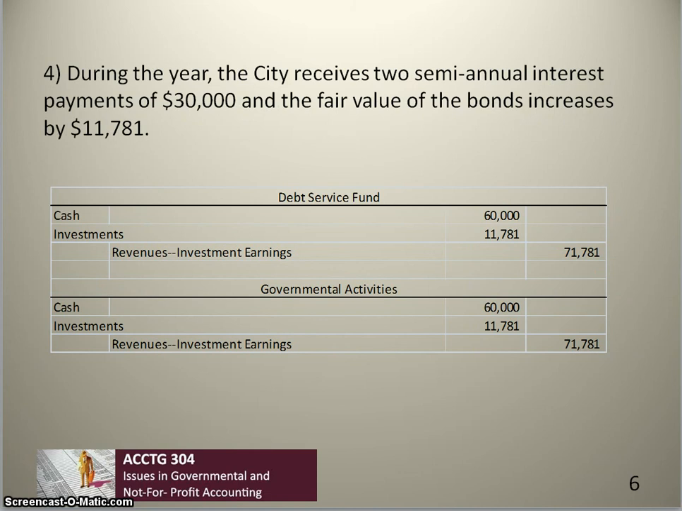During the year, the city receives two semi-annual interest payments on the Treasury bonds of $30,000, and by the end of the year, the fair value on the bond has increased by $11,781. So we record in the debt service fund the receipt of the cash of $60,000. We also increase the book value of our investment by $11,781, and those two amounts combined are recognized as revenues, or investment earnings, of $71,781.